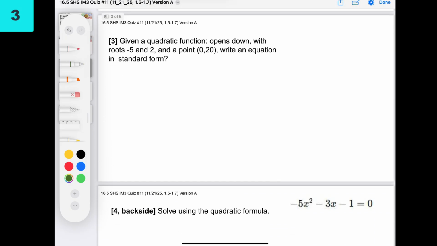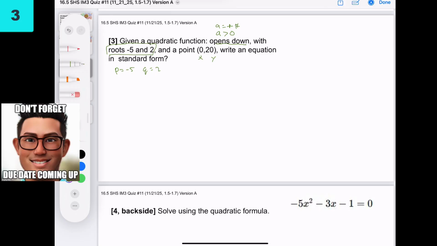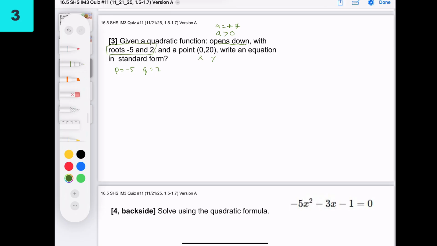Question number 3, given a quadratic function, opens up. So a is greater than 0, or it's going to be a positive number. With roots, okay, so roots, p is -5, q is 2, and then points 0 and 20, so that's x and y. So of the three forms, you have factored form. The keyword roots means y equals a times x minus p, x minus q.